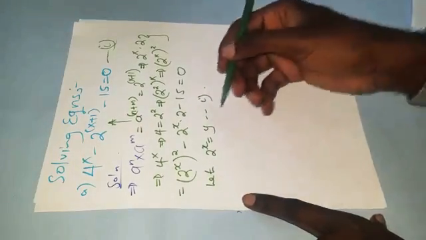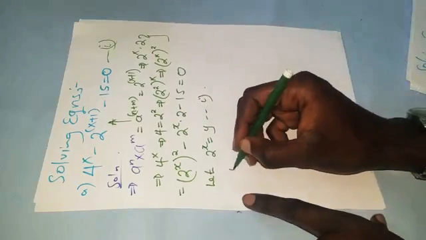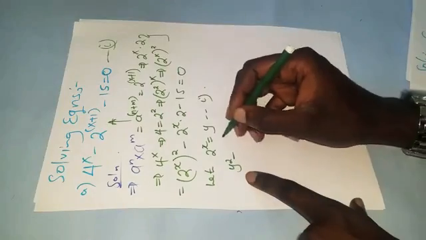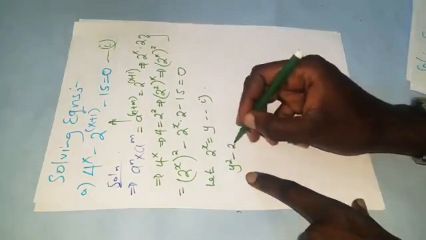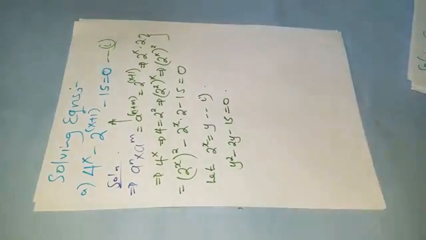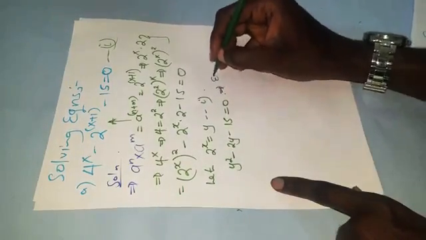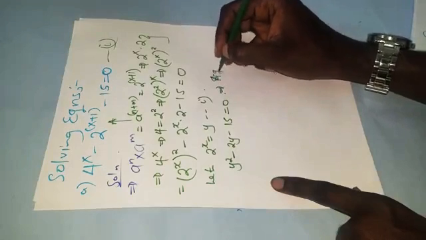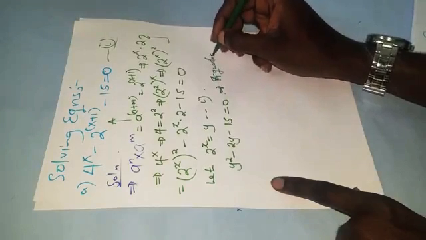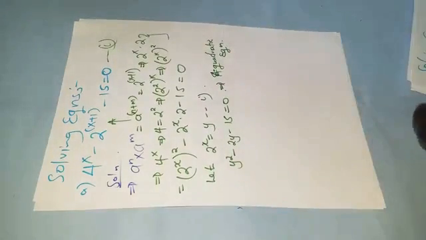You can let it be any letter you feel like. Someone else can use k. So this is y squared, minus this is now y, so it will be 2y, minus 15 equals 0. And now this is basically a quadratic equation, of just power 2. It is not a polynomial.